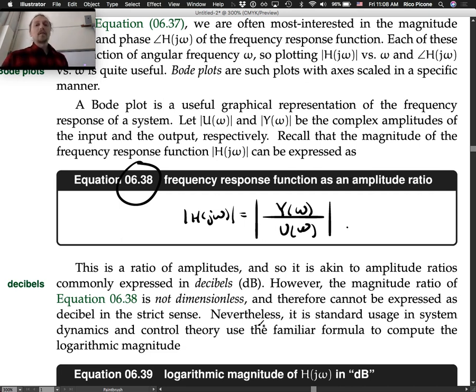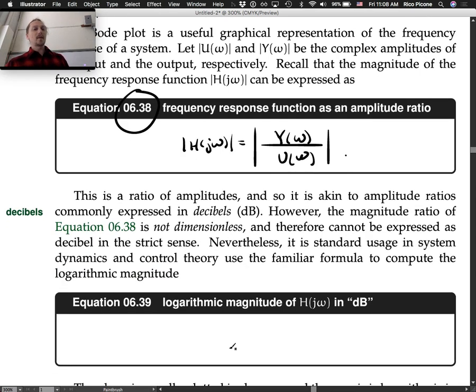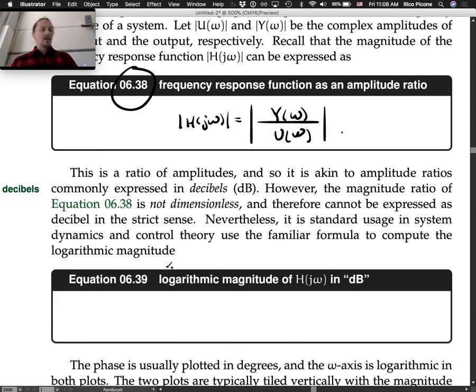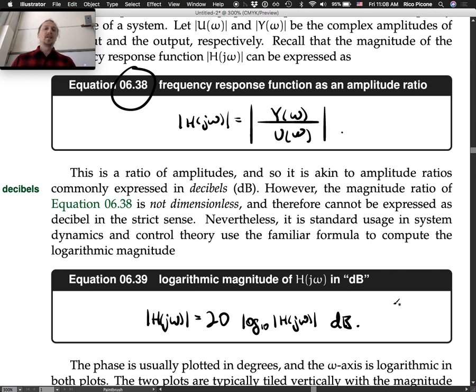Nevertheless, it is standard usage in system dynamics and control theory to use the familiar formula to compute the logarithmic magnitude. So we still use the regular dB formula: 20 log base 10 of the magnitude of H(jω). And we say that this is in dB, even though it's kind of in quotes, because there are actual physical units in this magnitude ratio.